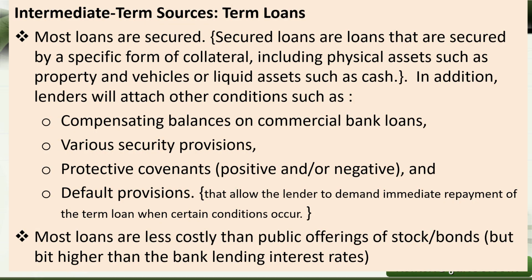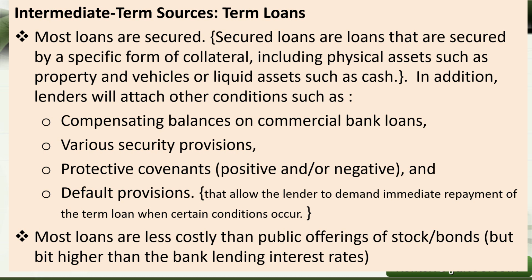Most intermediate-term loans are secured. Secured loans are secured by a specific form of collateral, like physical assets such as property or vehicles, or liquid assets such as cash balances or cash equivalents. In addition, the lenders attach other conditions, such as compensating balances on commercial bank loans, security provisions, protective covenants like positive or negative covenants, and default provisions that allow the lender to demand immediate repayment of the entire loan when certain conditions occur. We will see these one by one in detail.